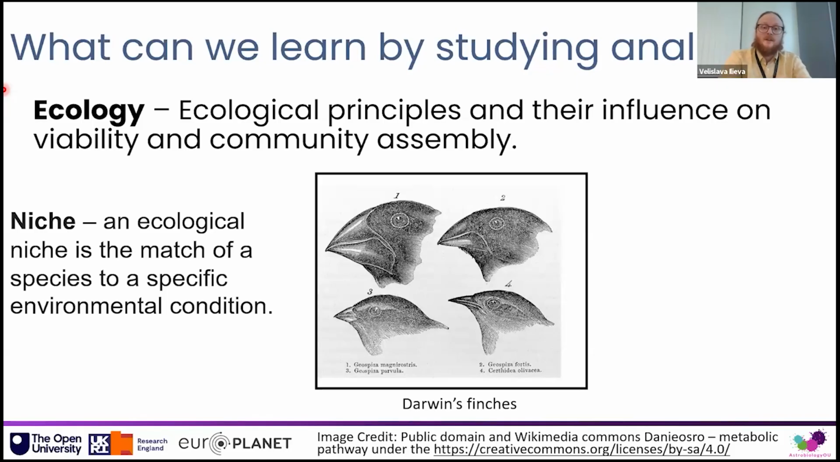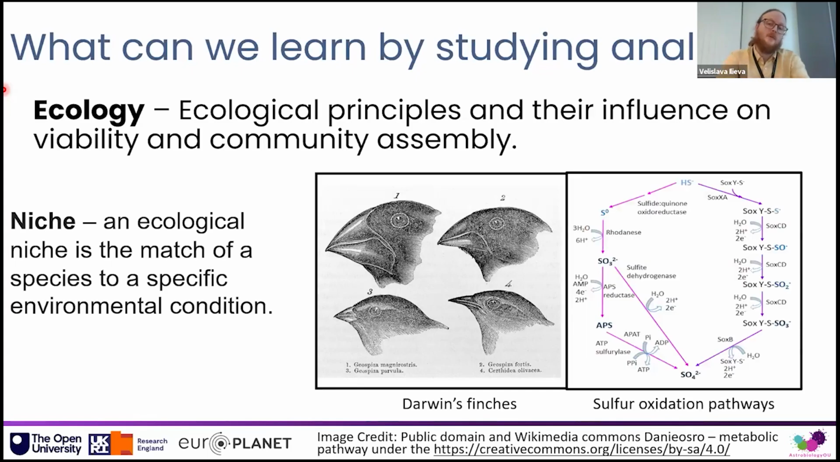So shown here, we have Darwin's finches, which is a famous example of an ecological niche. So the match of a species to a specific environmental condition. So they observed that there were multiple finches on the islands, but they were able to coexist because they had adaptations that gave them slightly different niches, some being able to crack open nuts and others being able to harvest insects more effectively.